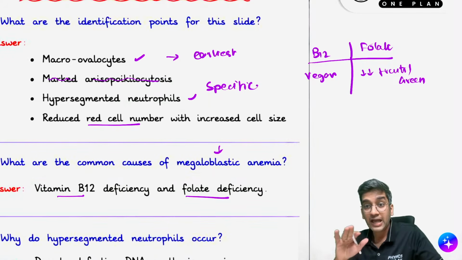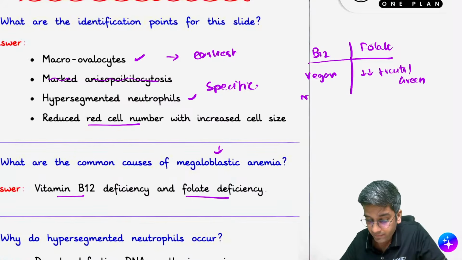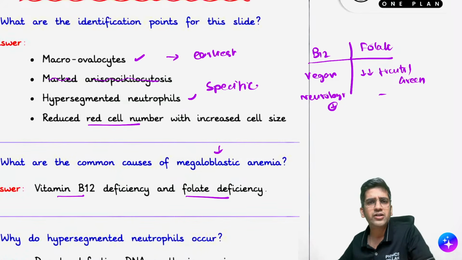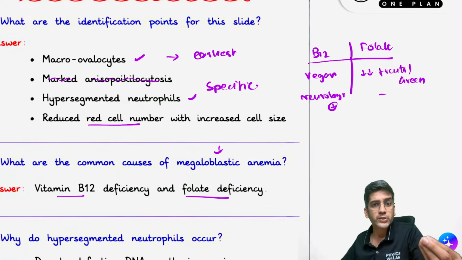Do remember them, right? And perfect, like Inside said, I'll have neurological deficits here. The neurological symptoms will be present here. It will not be there in folate deficiency. Just like an altered vibration sense, altered sensation will be present in B12 deficiency, will not be present in folate deficiency, right? Minimum 2 features to differentiate B12 versus folate deficiency.